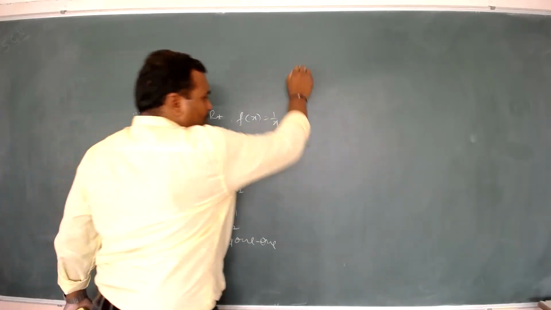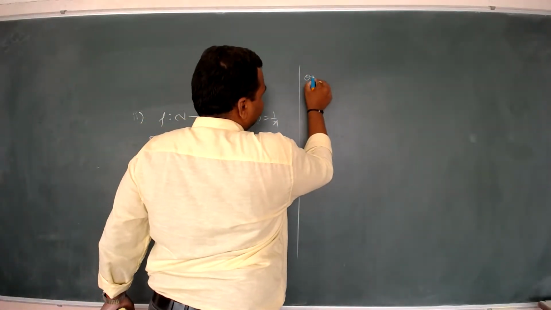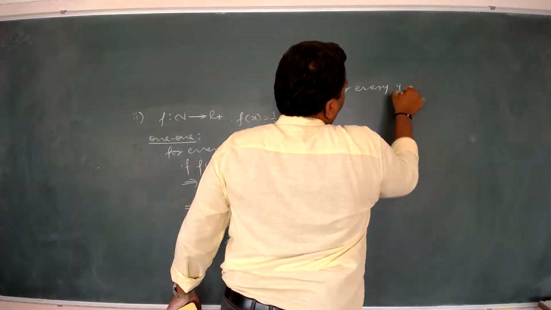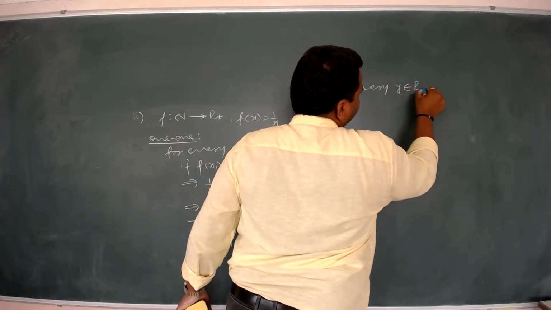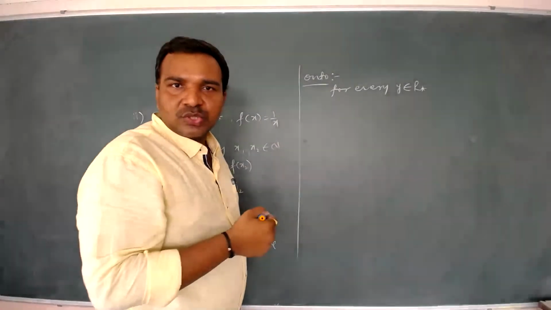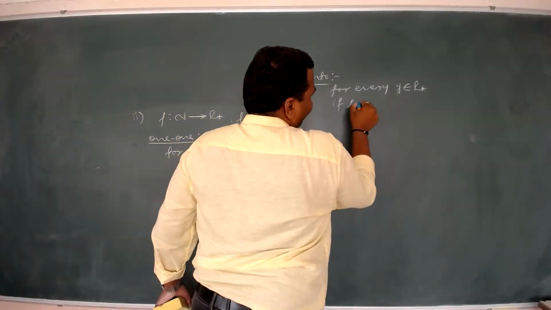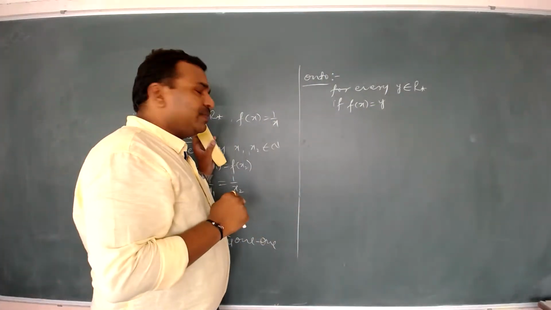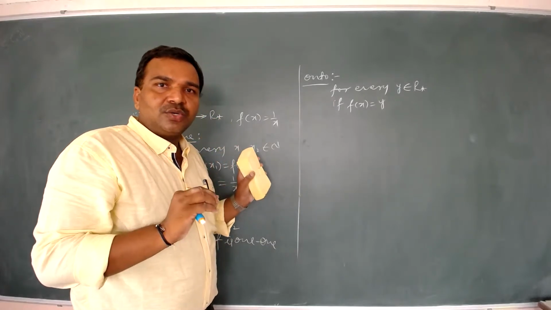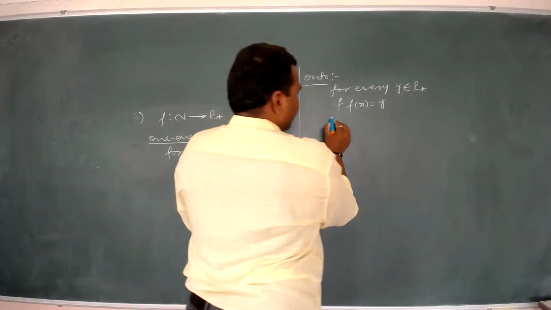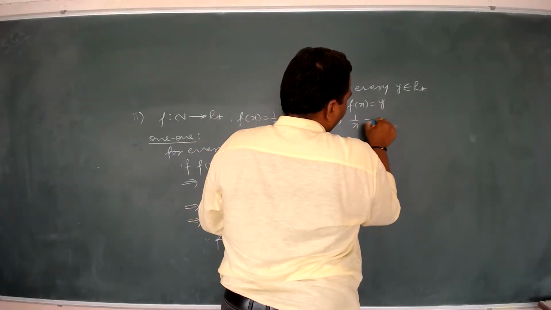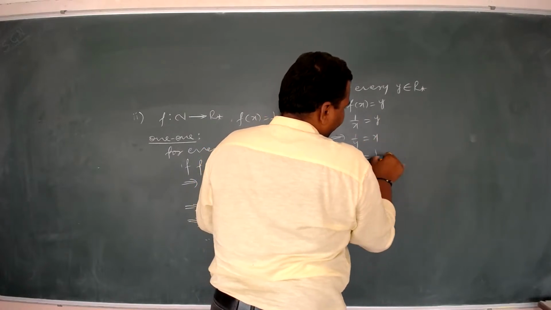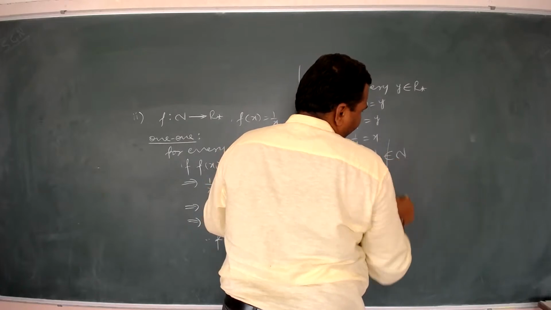So go for onto. Is it same as the first problem or not? We will check. Onto: for every y belongs to capital R star, so codomain, for every y belongs to codomain, if possible, f of x equal to y. Now we have to calculate the x value. That x value must belong to domain. Then only it is onto. Otherwise, it is not onto. Okay, we'll check. What is f of x now? 1 by x equal to y, or 1 by y equal to x, or x equal to 1 by y. Does it belong to N or not? No, it is not possible.